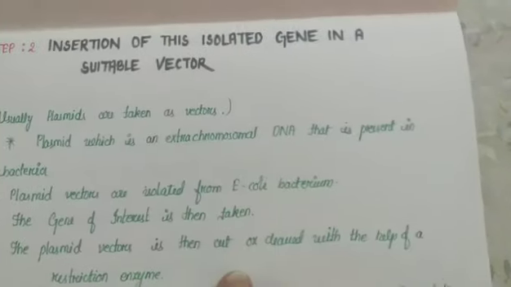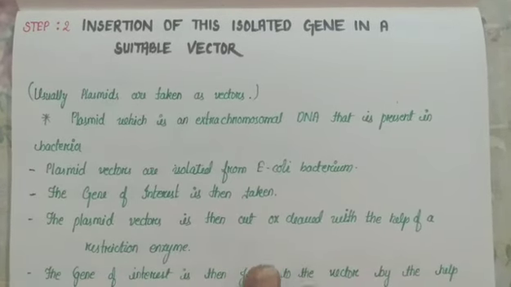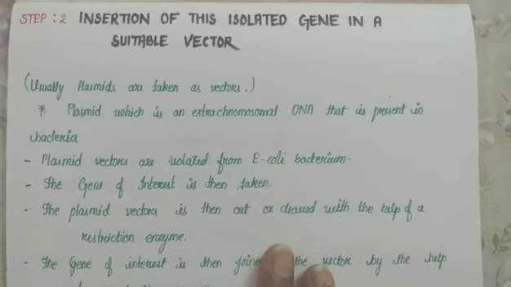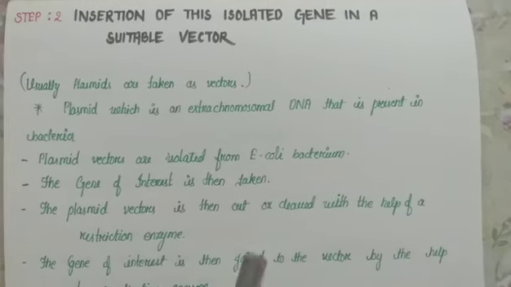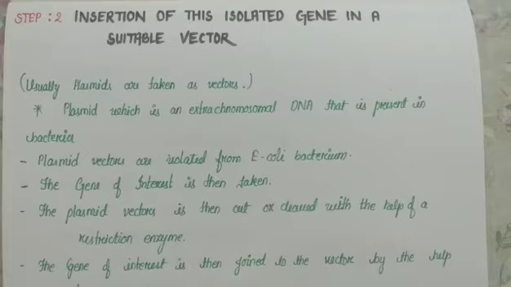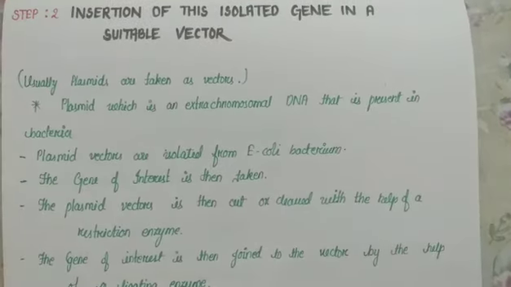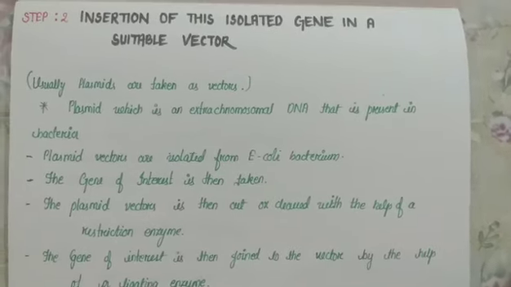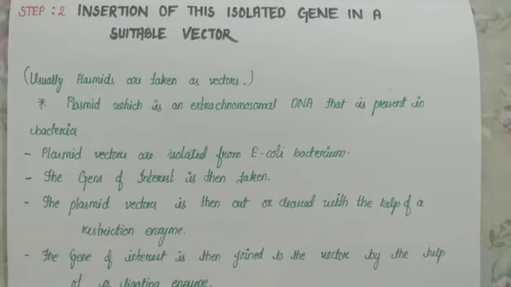So the next step is insertion of this isolated gene in a suitable vector. As we know, we have already discussed what a vector is. A vector is simply a vehicle that carries a foreign DNA in it. So insertion of this isolated gene in a suitable vector means to join this isolated gene. Which gene is the isolated gene? It is the gene which in step 1 we took out, which is our gene of interest.